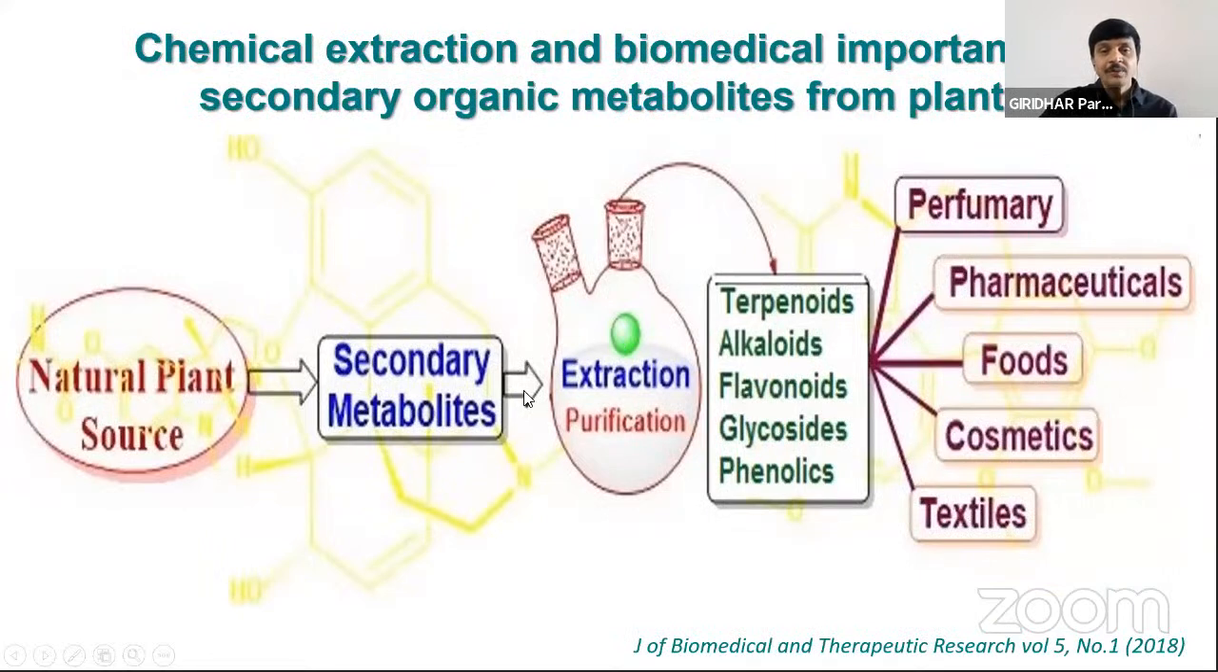Generally, either in the crude form we use the plant extract, as in Indian traditional medicine like Ayurveda, Unani, and Siddha medicines. But otherwise, if you are able to identify, isolate, and characterize certain molecules, then it is very important to optimize a method for their extraction and to purify these compounds to the maximum extent. Many of these terpenoids, alkaloids, flavonoids, glycosides, and phenolics have been very well optimized up to 90% to 95% purification level, and they are in use in various industries.